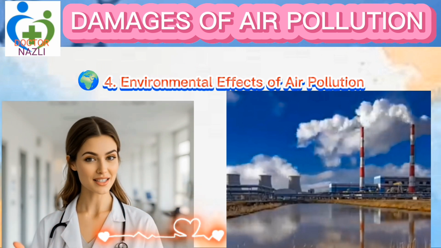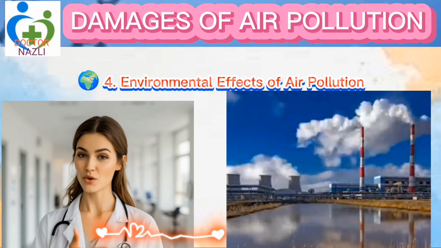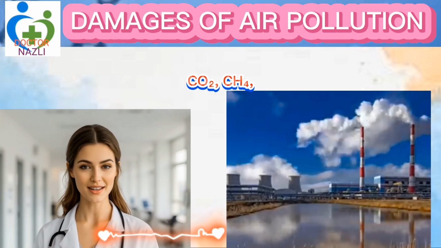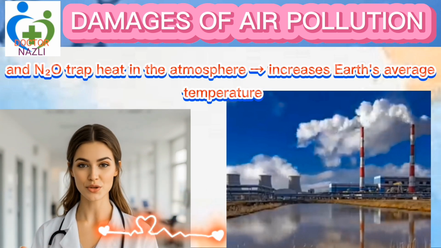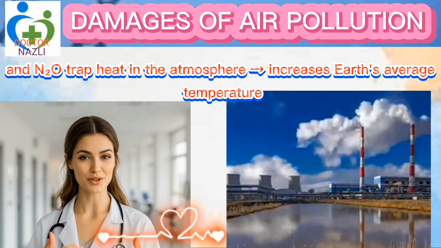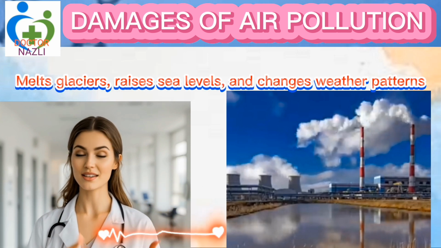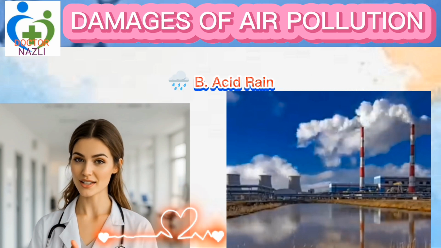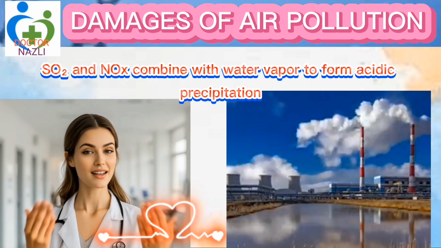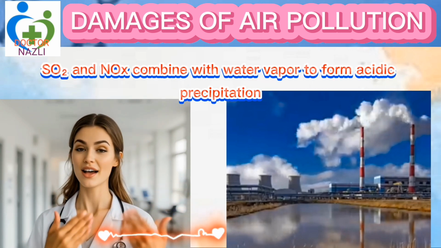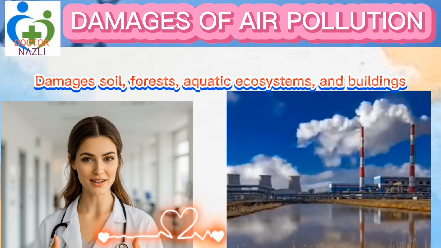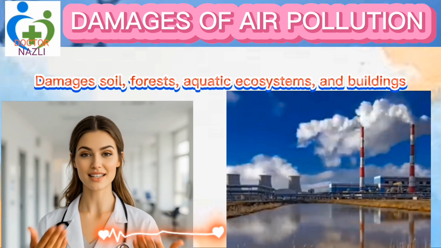4. Environmental effects of air pollution. A. Global warming. CO2 and CH4 trap heat in the atmosphere, which increases Earth's average temperature. Melts glaciers, raises sea levels, and changes weather patterns. B. Acid rain. SO2 and NOx combine with water vapor to form acidic precipitation. Damages soil, forests, aquatic ecosystems, and buildings.